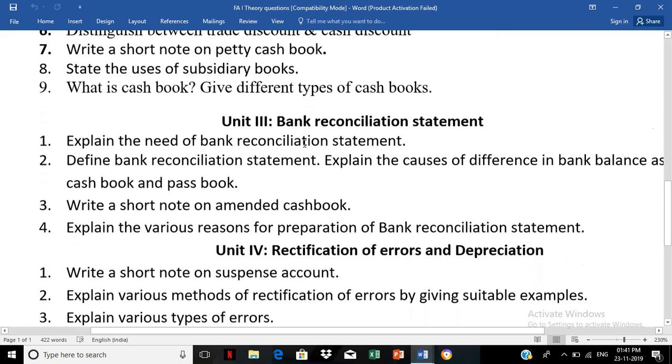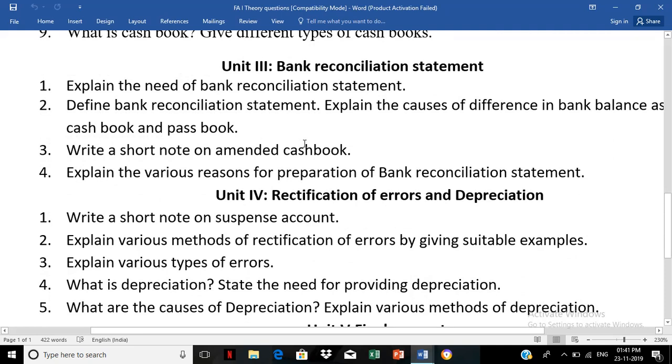Now we'll go to BRS. BRS is very simple if you know the concept. Don't try to memorize the reasons or causes which are available. When it comes to the theory question, we all know the differences: causes of differences between bank book and cash book, why they are there, what the reasons behind that are, need for BRS, and what is amended cash book. All these are the important theory questions in BRS.